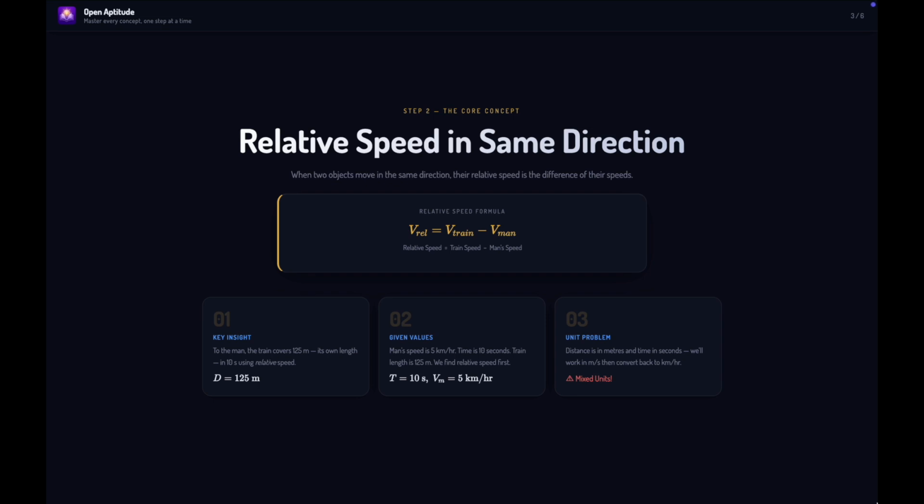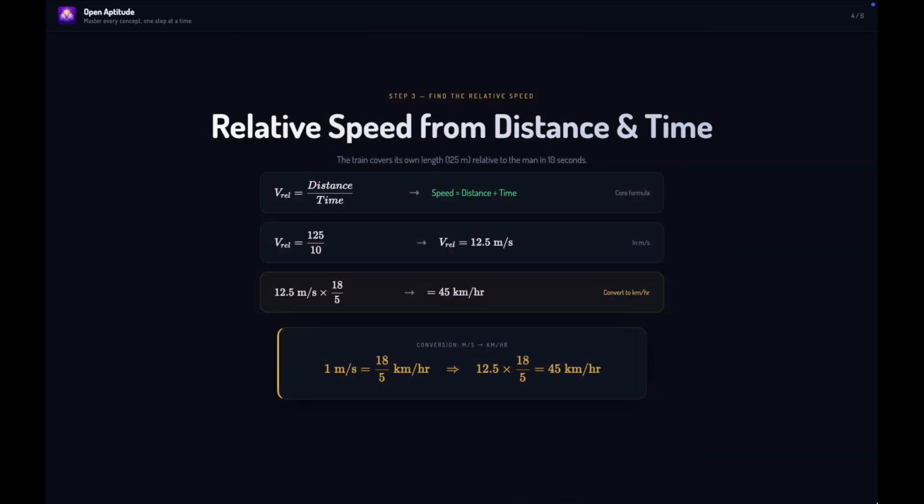This relative speed is what allows the train to cover its own length of 125 meters past the man in 10 seconds. We can use this distance and time to find the relative speed first. Relative speed equals distance divided by time. We substitute the values. 125 meters divided by 10 seconds gives us 12.5 meters per second.